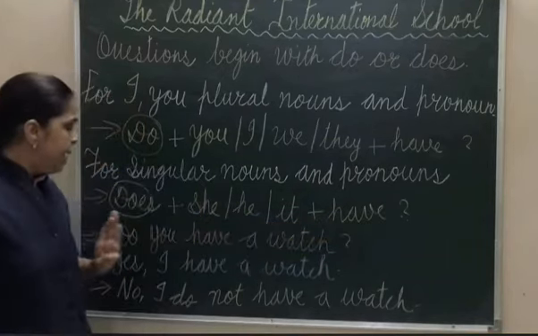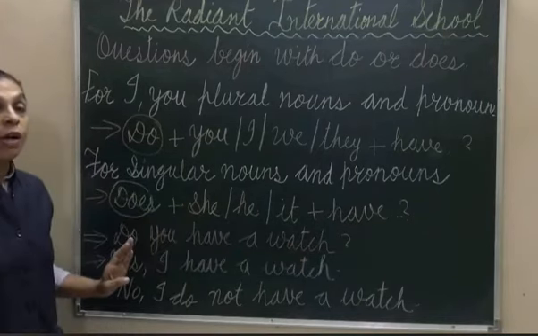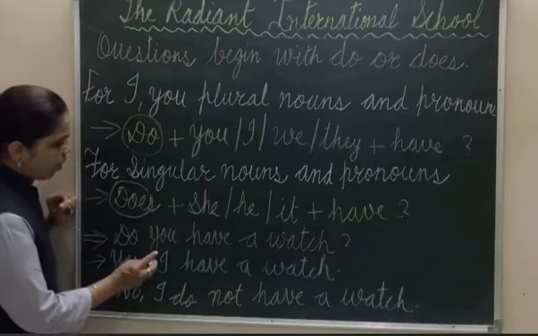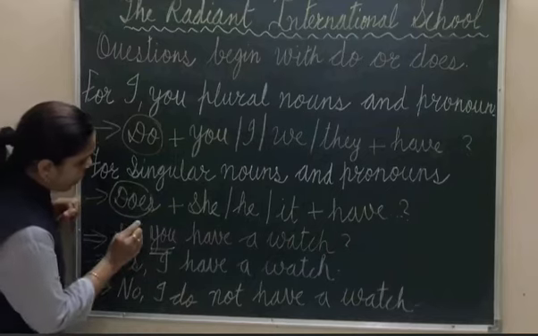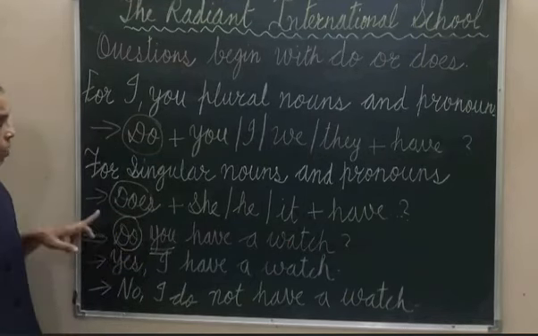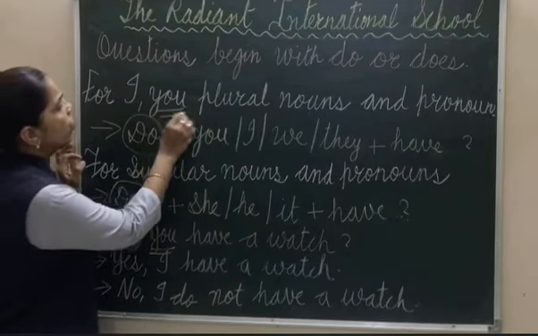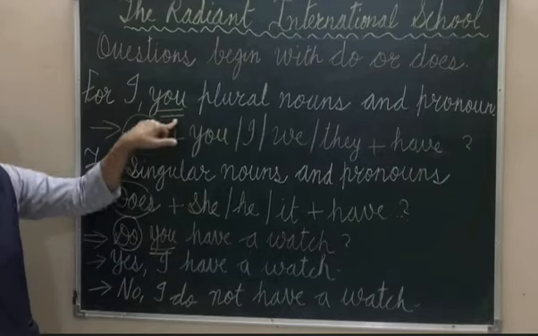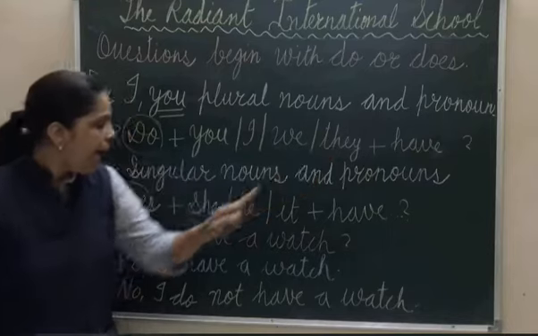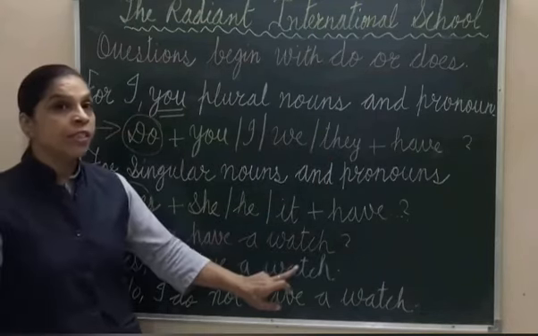Now, see an example. Do you have a watch? This is a question I'm asking you. Do you have a watch? So, with you, what have we used? You ke saath question kahan se begin hua beta? Do se, because it is the rule. With I and you, question begins with do. Then have a watch. Do you have a watch?